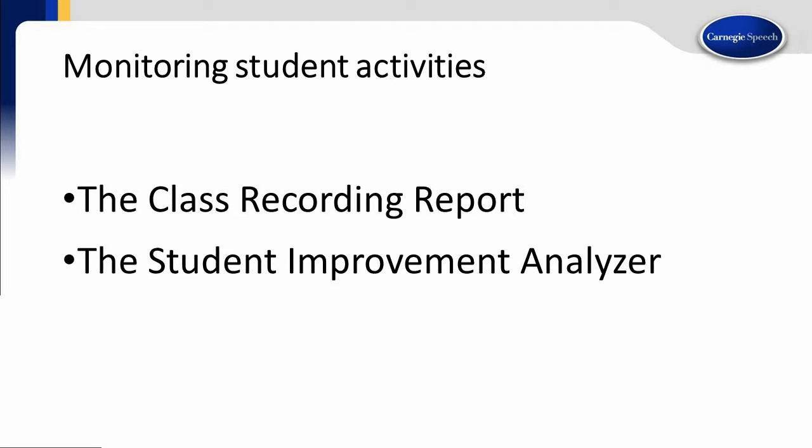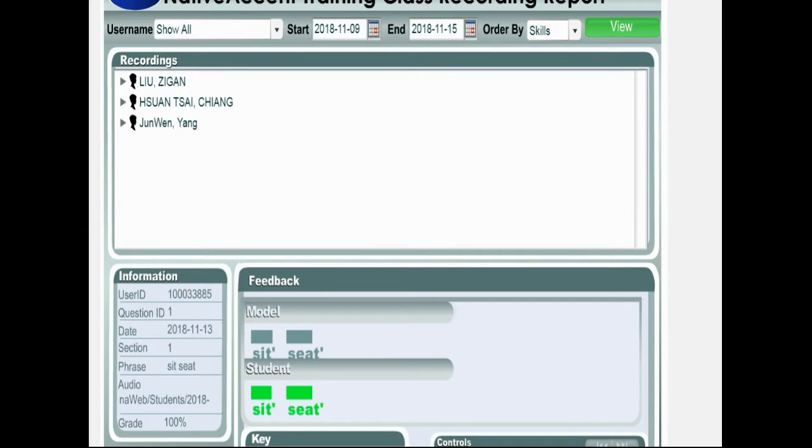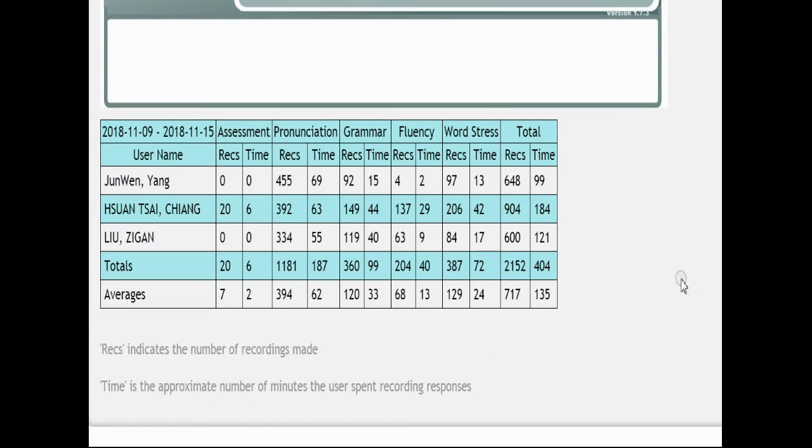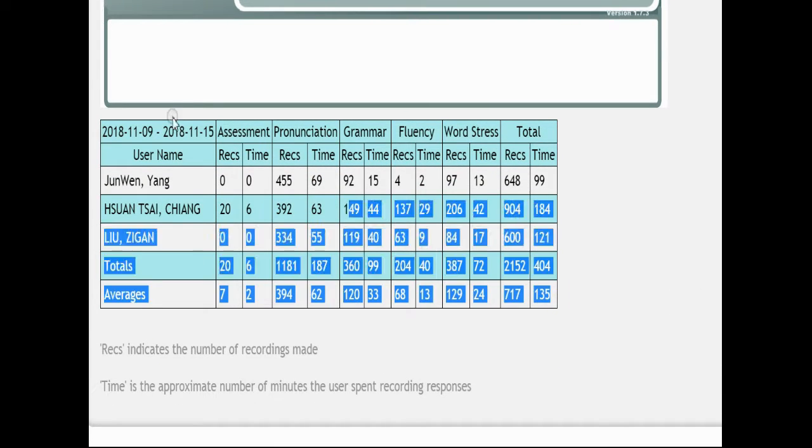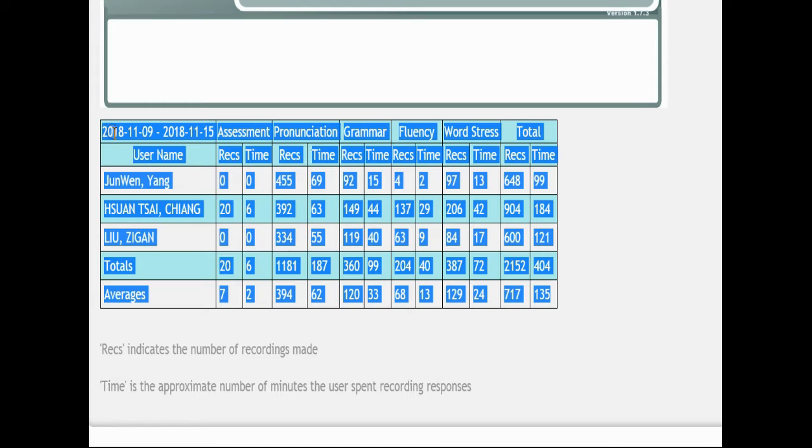Used together, the Student Improvement Analyzer and the Class Recording Report can identify whether a student is doing their assigned practice activities during any date range and evaluate the student's engagement and learning gains. Teachers can run the Class Recording Report on a weekly basis and copy the table into a spreadsheet to track active learning time during the term.